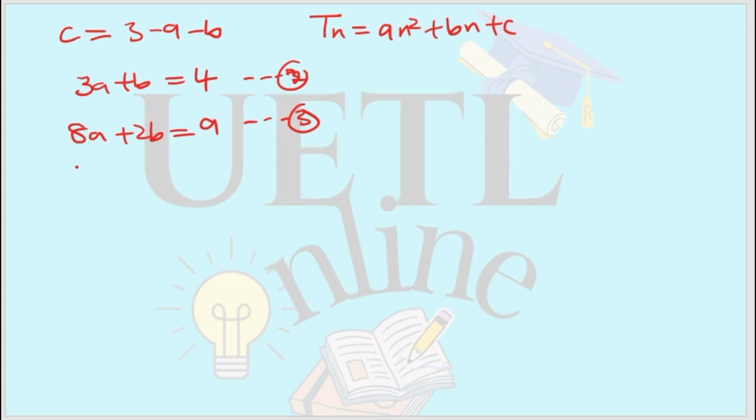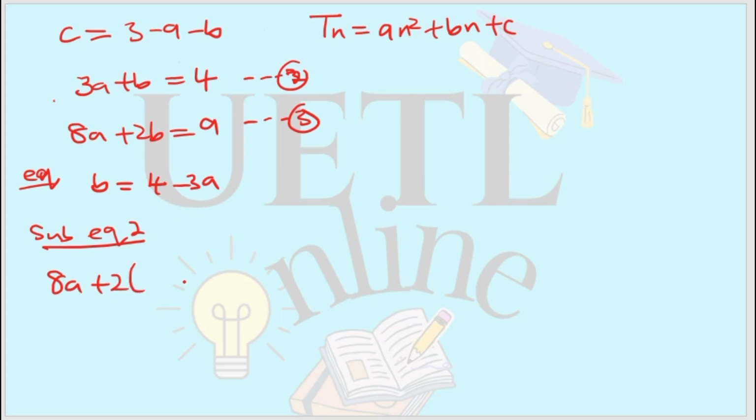Okay, so the way we are going to do it, we're going to take equation 1. From equation 1, we're going to make b the subject of the formula, which becomes b equals 4 minus 3a. So now we are going to be substituting into equation 2. Substituting into equation 2, we get 8a plus, instead of b, we substitute 4 minus 3a, is equals to 9.